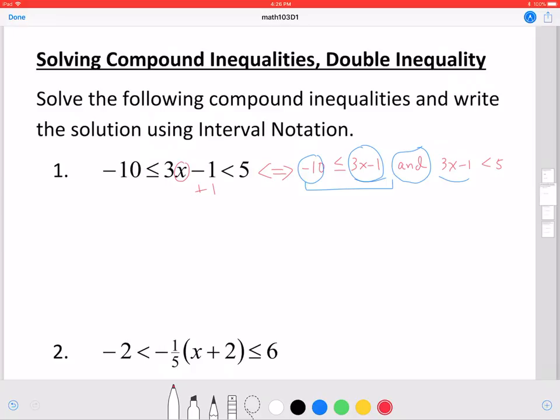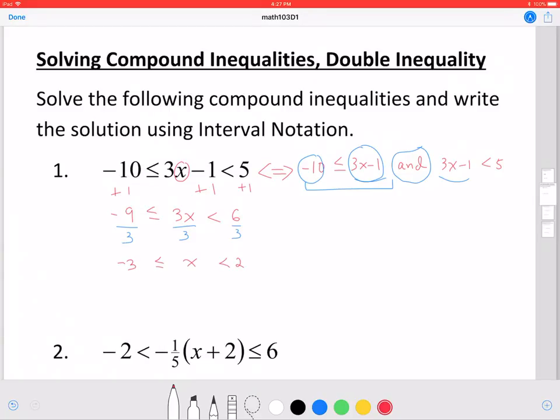But remember, we now have three sides. We did plus 1 in the middle, plus 1 to the left, plus 1 to the right. We have to do it to all three sides. Then we end up with -9 less than or equal to 3x is less than 6. Like a usual equation or inequality, now we divide by 3 to isolate x. Then we end up with -3 less than or equal to x less than 2.